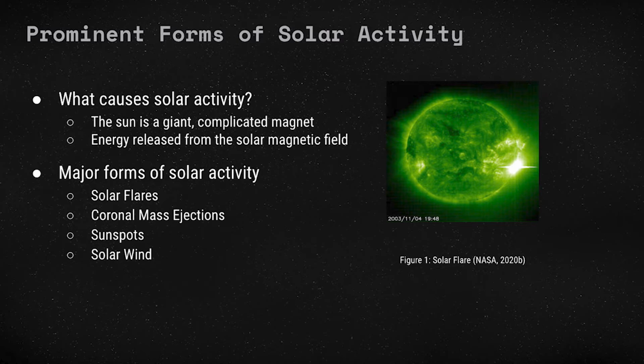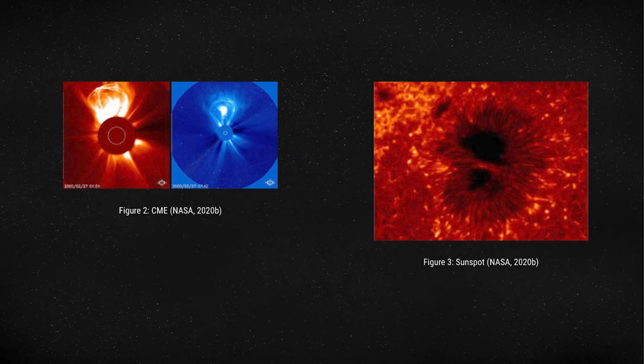A coronal mass ejection, or CME for short, is a more violent explosion of plasma and magnetic field that scatters billions of tons of matter into space. In our image, you can see by all the streaks in this blue image and this orange one that are happening above the body of the sun.